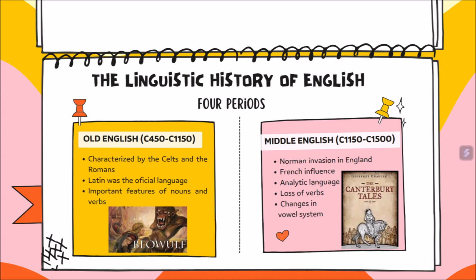Vowel system underwent some changes like lengthening and shortening. When mentioned in literature, the most influential author was the poet Geoffrey Chaucer with his Canterbury Tales.